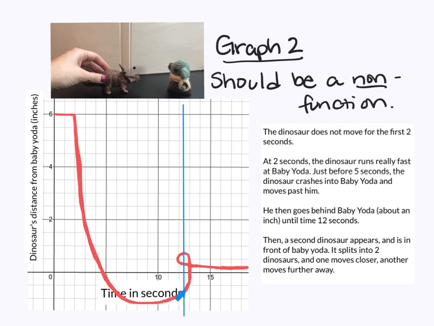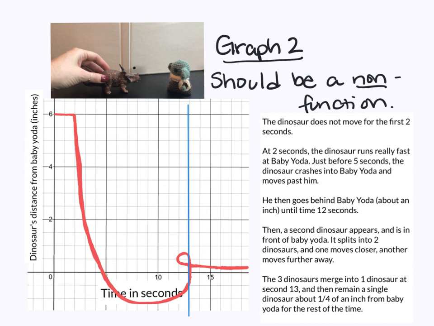So as I move this further, all of a sudden now we've got a dinosaur here, a dinosaur here, a dinosaur here. We have 3 dinosaurs now. It splits into 2 dinosaurs, and one moves further away. One moves a little bit closer to Baby Yoda. And then as we get over towards second 13, at second 13, all 3 of the dinosaurs, from up here, from in here, from in here, move to be about 1/2 inch in front of Baby Yoda, or 1/4 inch in front of Baby Yoda, and then they just stare him down.